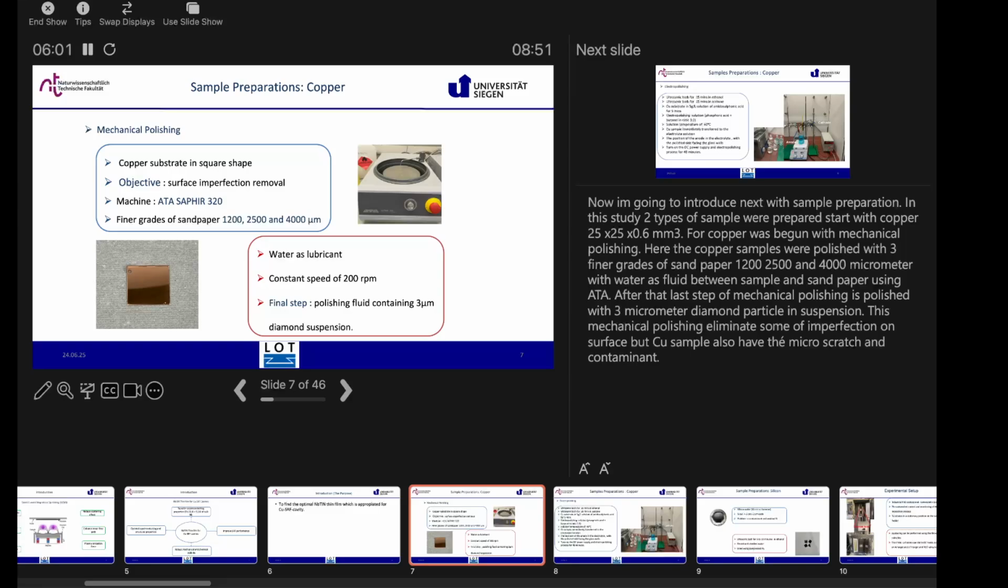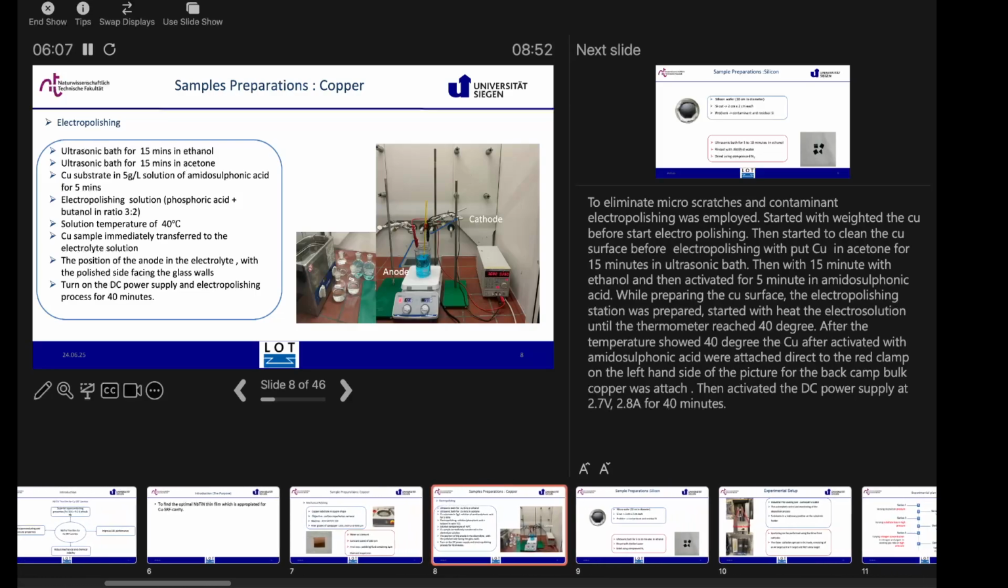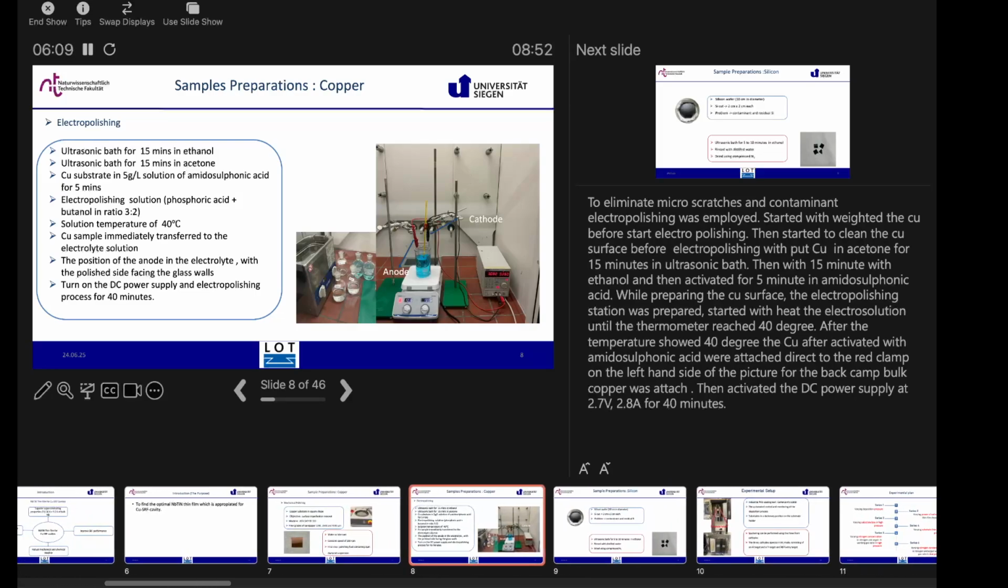However, the micro scratches and the contaminants also stay on the copper surface. That is why we have to do the electropolishing. Electropolishing is divided into two subsets. Firstly is to clean the copper surface, start with ethanol for 15 minutes in ultrasonic bath, then still in ultrasonic bath but in acetone. And then we will activate the copper surface in aminosulfuric acid for 5 minutes.